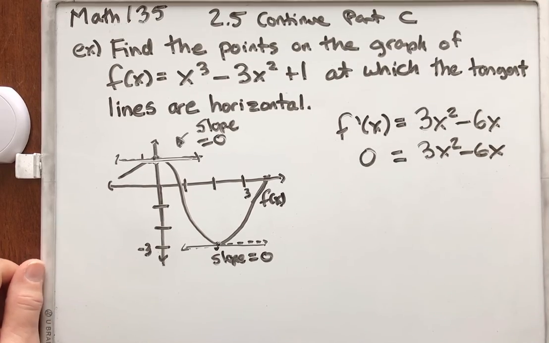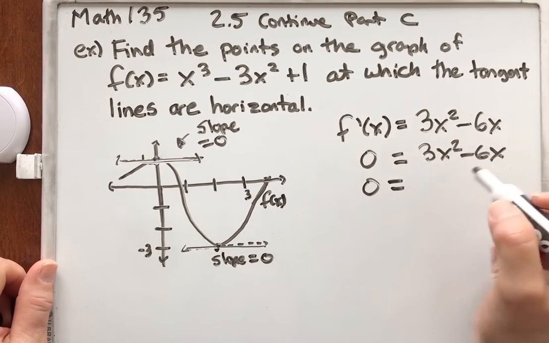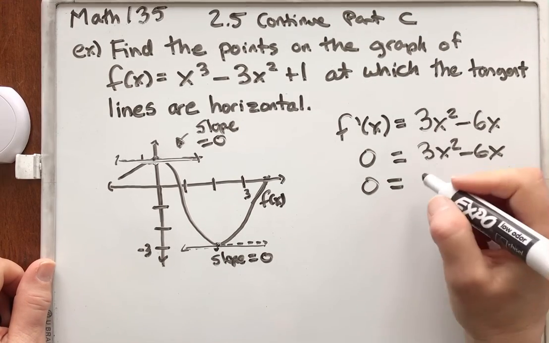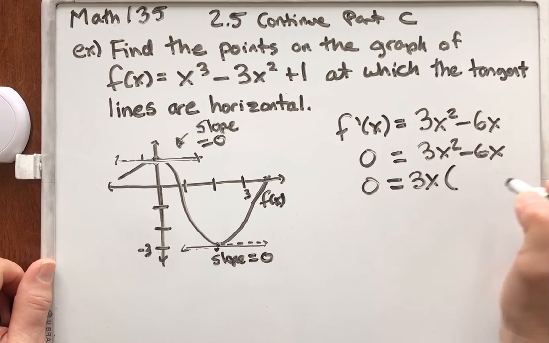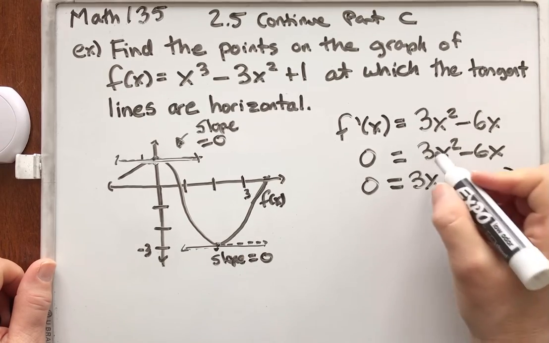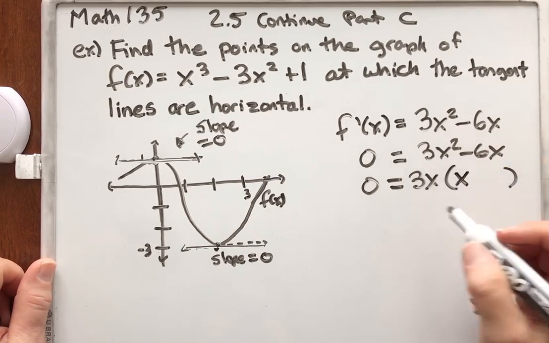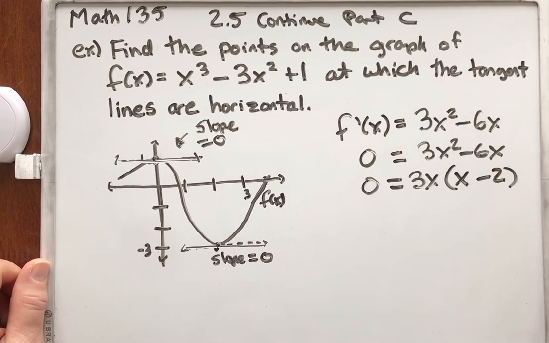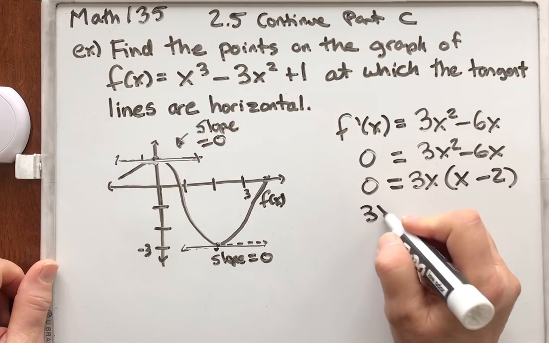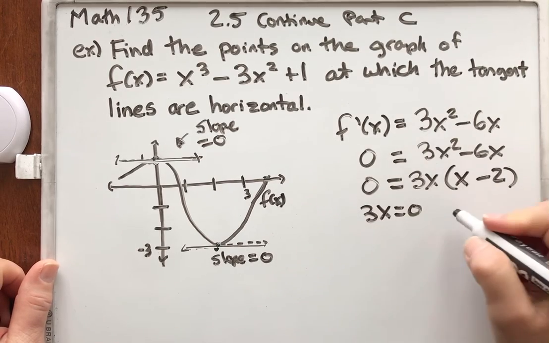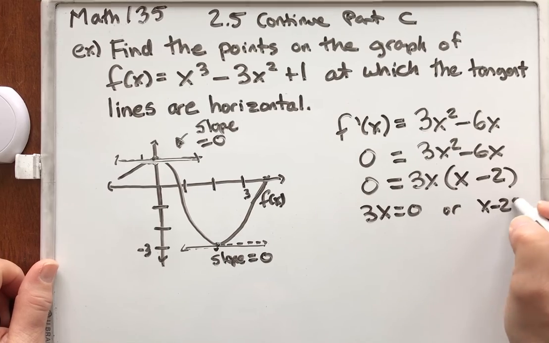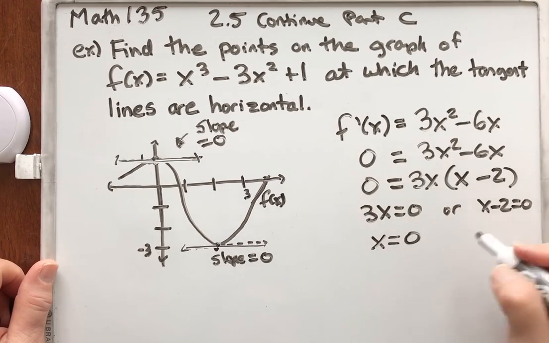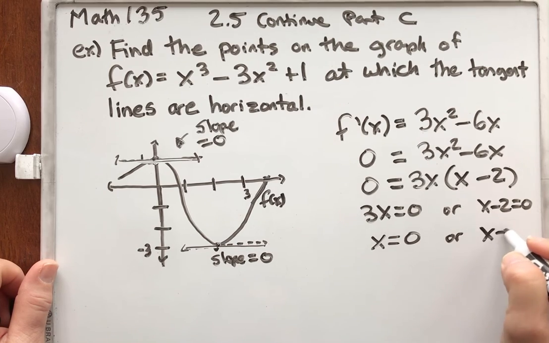All right, now we're going to factor out what they have in common to solve for x. They each have a 3 and they each have an x. So I'm going to factor out a 3x. 3x times what is 3x squared? We need an x. 3x times what is negative 6x? We need a minus 2. All right, so now we solve these. 3x equals 0, or x minus 2 equals 0. X equals 0, or x equals 2.